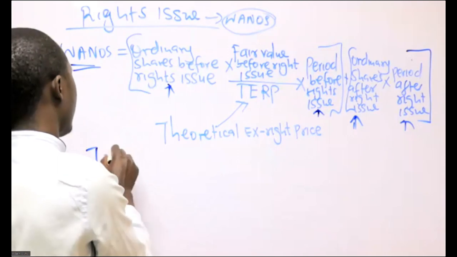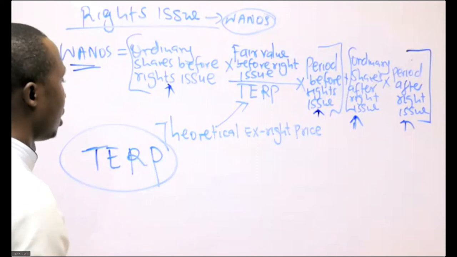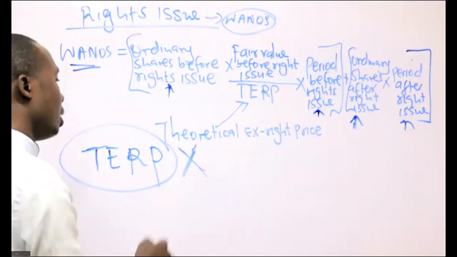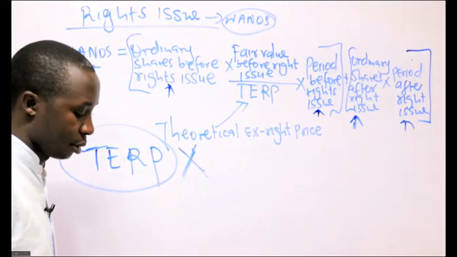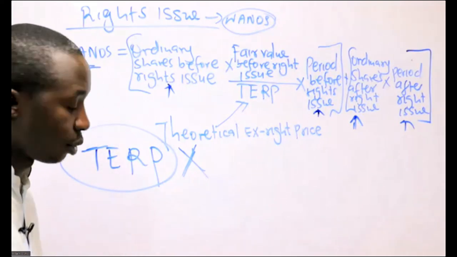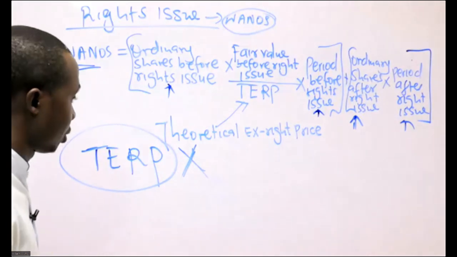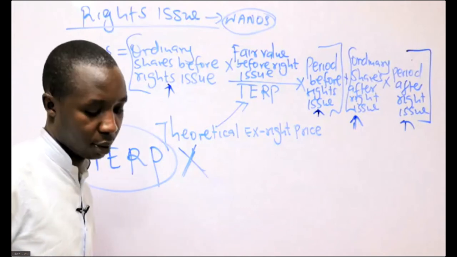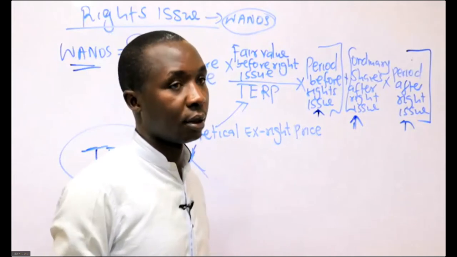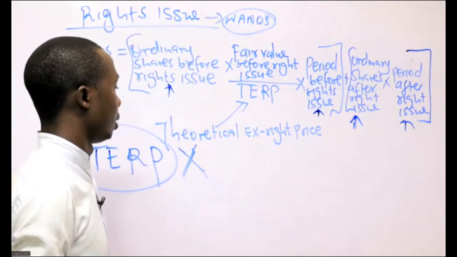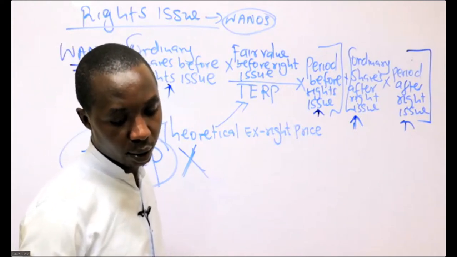So for the theoretical ex-rights price, there's a formula which is supposed to be used in the determination of this, but I don't use that formula. I will do it in a direct manner. In my case, I don't rely on that formula. I will show you how you are supposed to do the theoretical ex-rights price in a shorter way. Even I saw that in the KASNEB marking scheme, they are embracing the way which I use in the determination of this, other than using the formula which is here.